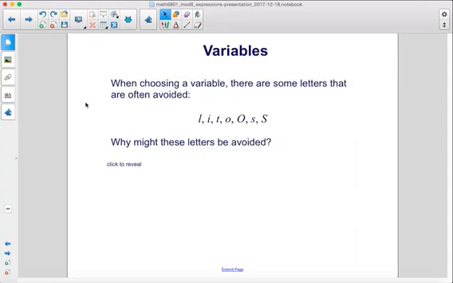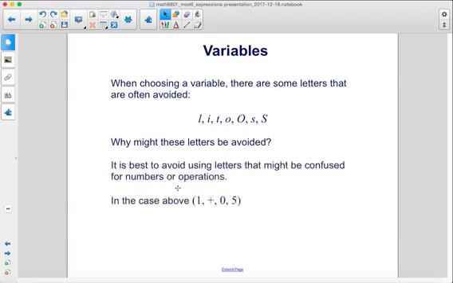When choosing a variable, there are some letters that are often avoided, like L, I, T, O, and S. Why might these letters be avoided? It is best to avoid using letters that might be confused for numbers or operations. So 1 can easily be mistaken for L, a plus sign and T can be confused, 0 and O, and S can definitely look like a 5.